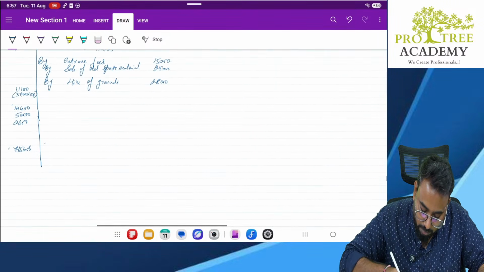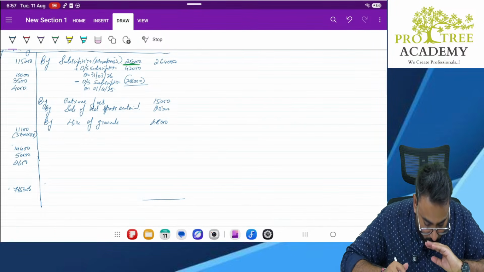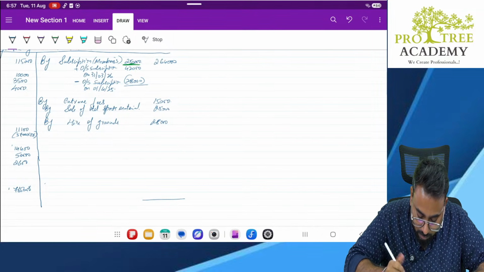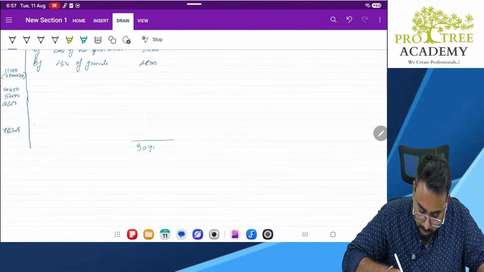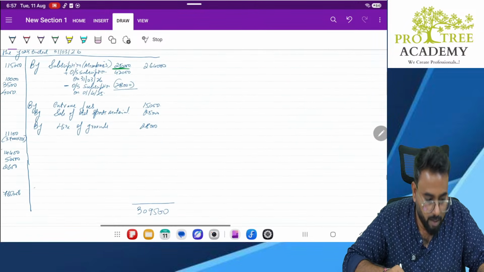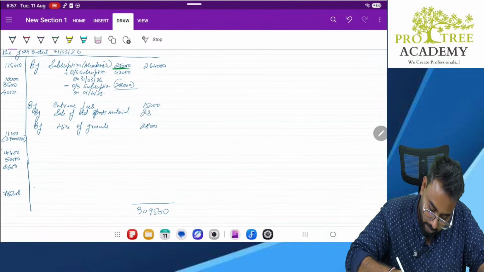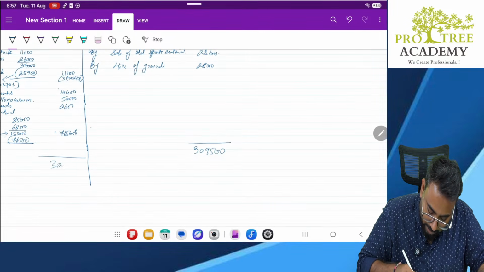Total it. The total here will come to 2,64,000 plus 15, that is 2,79,000. Plus 25,000, 3,00,000, 3,23,000... 3,09,500. This is 2,500, my mistake. Here also it should be 3,09,500.